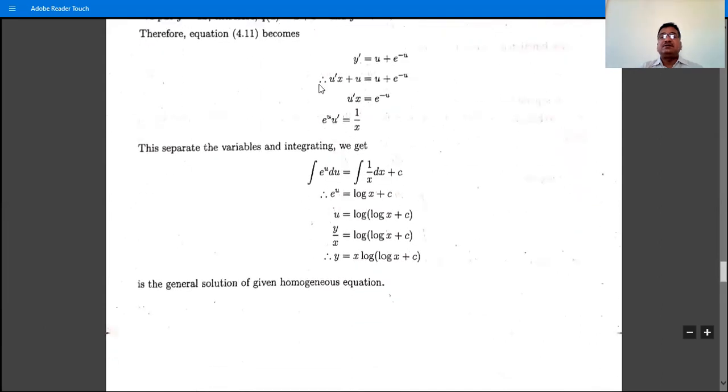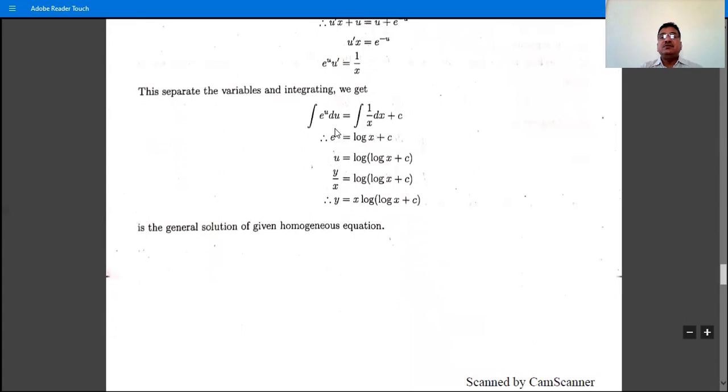Then solve the equation. That is, shift this v to the RHS, and then we have dv by dx is equal to e raised to v, so e to the minus v dv by dx is equal to 1 by x, and then separate the variables. So integrating e raised to v dv is equal to integration 1 by x dx, and so we have the answer e raised to v is equal to log x, because the integration of e raised to v is e raised to v, and the integration of 1 by x is log x. And then substitute v as y by x. So e raised to y by x is equal to log x plus c is the final answer.